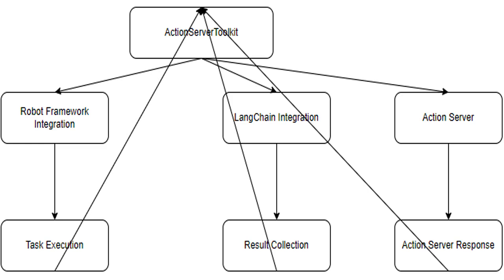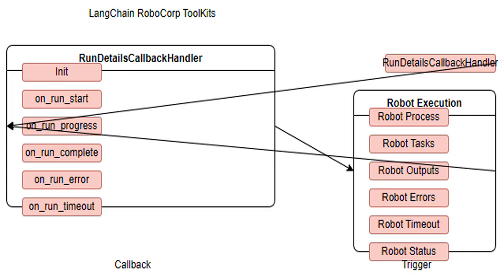Collects results from executed tasks. Sends collected results. Formulates and sends the final response. Receives information to formulate the response. Run details callback handler. Robot execution. Trigger. Robot execution. Run details callback handler.